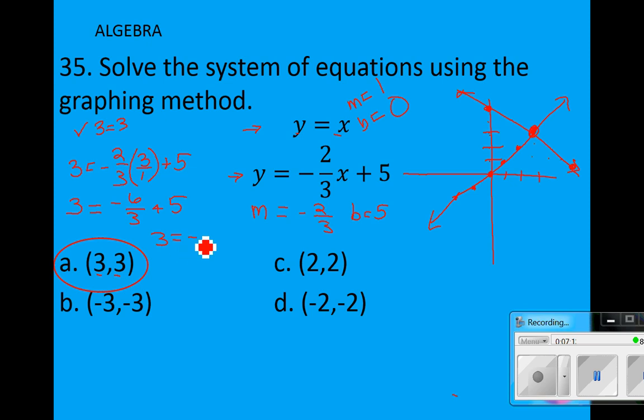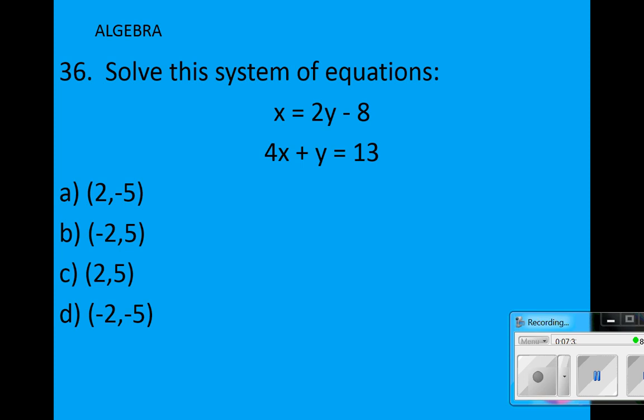3 equals negative 2 plus 5. And I get 3 equals 3. And that is a yes too. Remember, if you get a yes for the first equation and a yes for the second equation, you will have the correct answer.